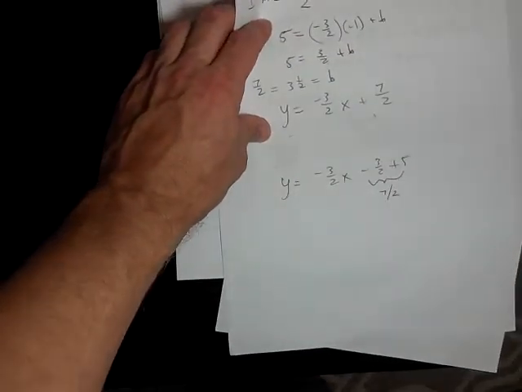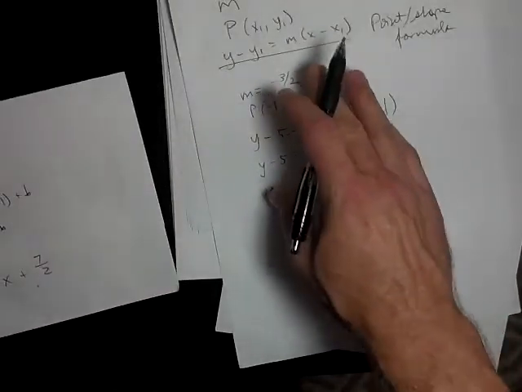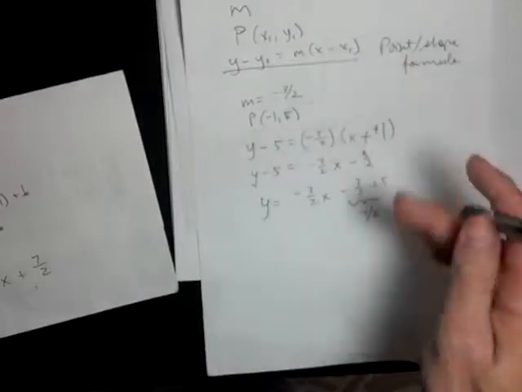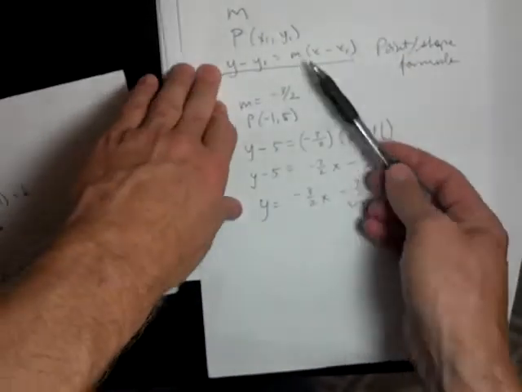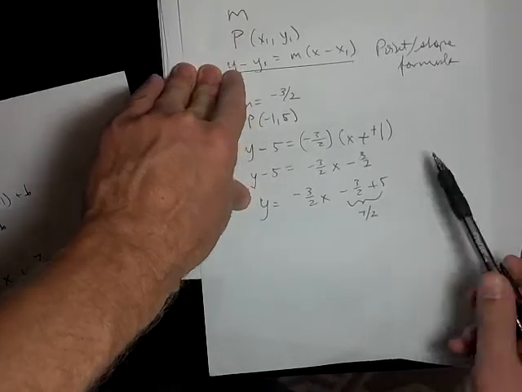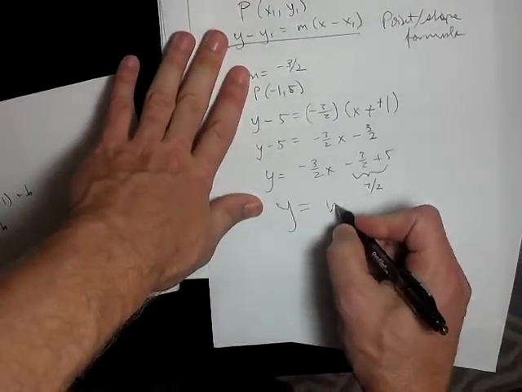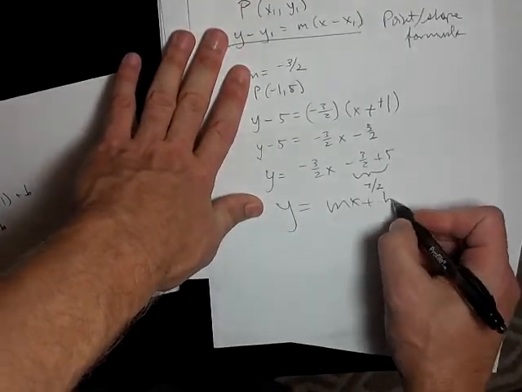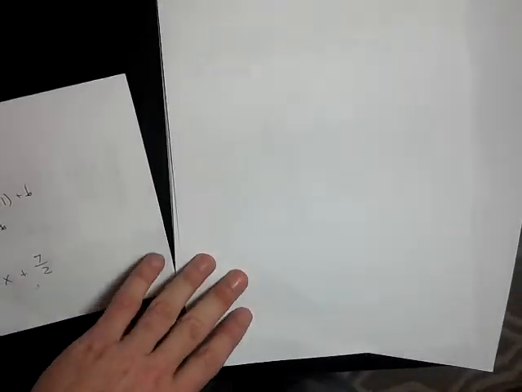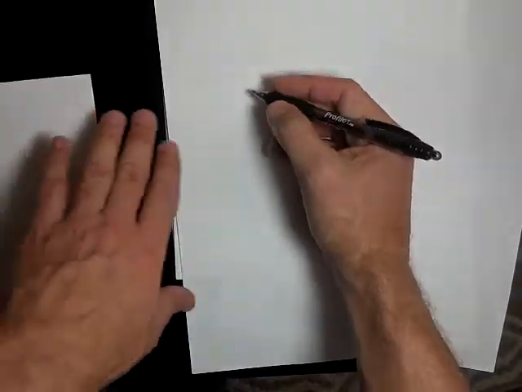So I don't know that point slope form actually saves you any time, but some people love it. So I don't really care as long as you give the answer in the way that I ask, which will usually be the standard form, which is y is equal to mx plus b.